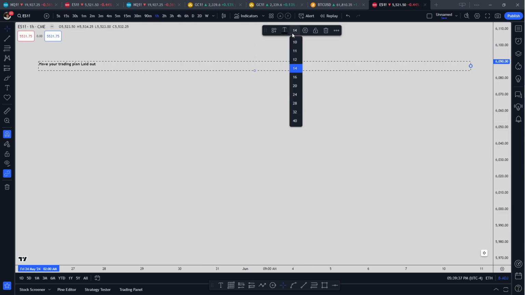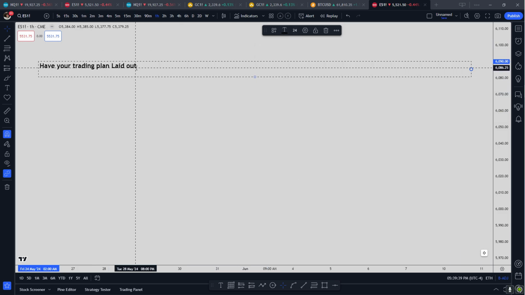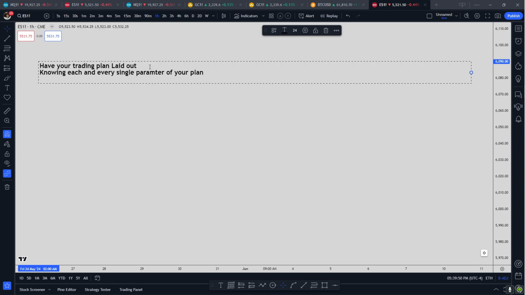So having your plan laid out, knowing each and every single parameter of your plan, is probably the most important part, because all you're doing is trading your plan. You should know that your plan works because you backtested it.